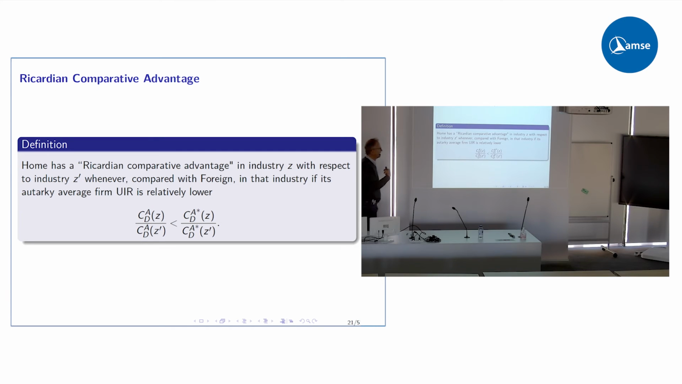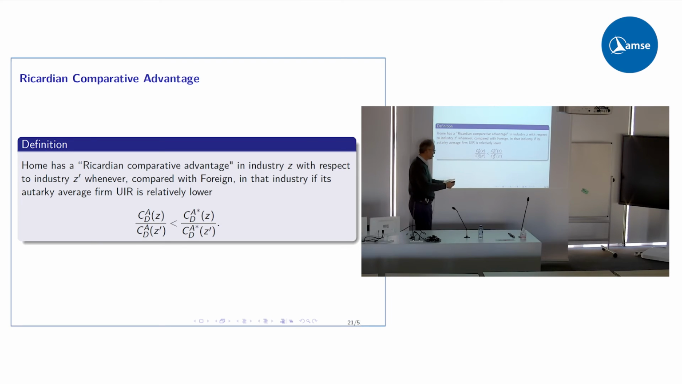Definition of comparative advantage, and there is a list of results, but I will go fast on those because, well, I will give you the intuition, they are just theoretical results from the model. So home has a Ricardian comparative advantage in industry Z with respect to industry Z prime, whenever compared with foreign, if in that industry its autarky average firm unit input requirement is relatively lower. So this is the Ricardian definition in terms of unit input requirements.